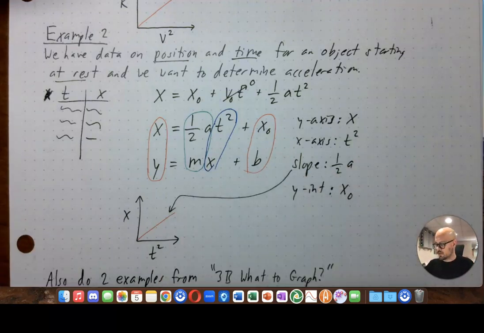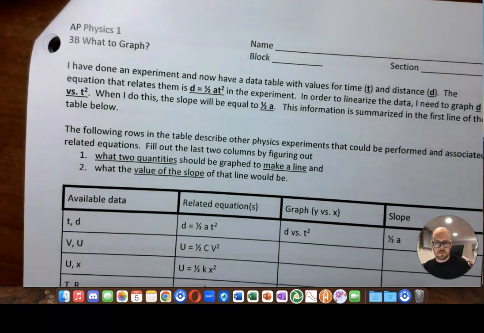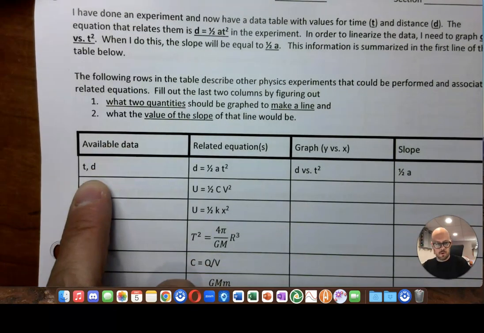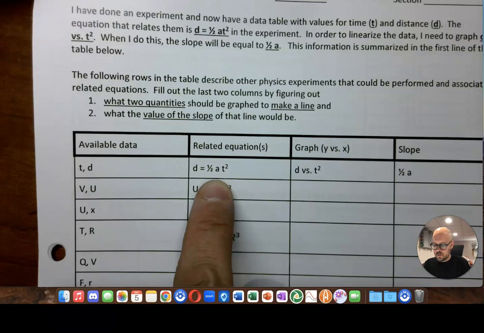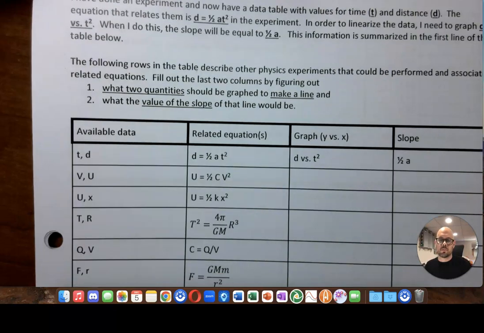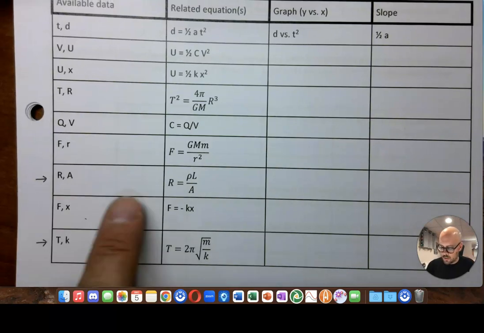So I now want to transition to your packet, but that's the main skill: taking a look at what the variables are, figuring out what equation relates those two variables, and then deciding how to graph them. Going to the packet, I'm going to pick two things from this table. You can read this later, but basically this table says, here are some variables that you have data for. Here's the equation that relates them, and then you're going to fill in what you graph and what the slope is equal to. And you've seen the same relationship twice, and so I'm going to do two equations here that don't work out the same way.